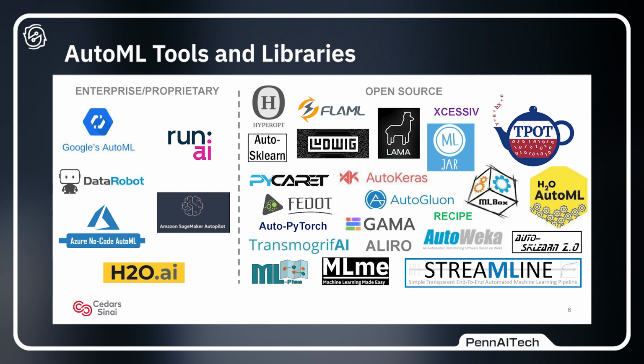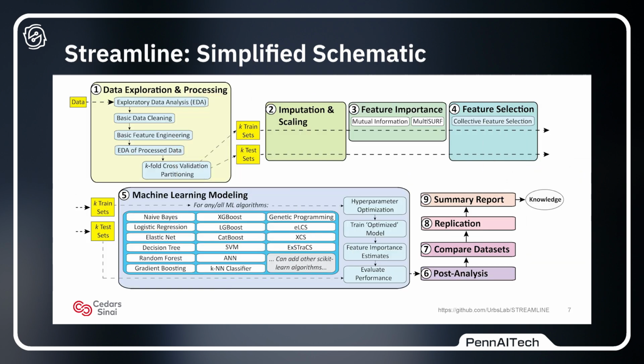To date, 2 to 3 dozen enterprise and open source AutoML tools and libraries have been proposed, each with their own scope, strengths, and limitations. Among these is an AutoML called Streamline, developed by our research group. Summarized in this schematic, Streamline is a simple, transparent, end-to-end automated machine learning pipeline designed as a rigorous, open source, and easy-to-use tool that strictly adheres to best practices in data science, as well as focuses on biomedical data applications.